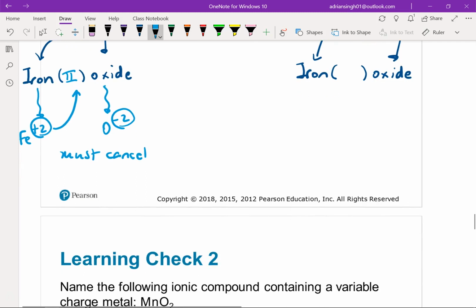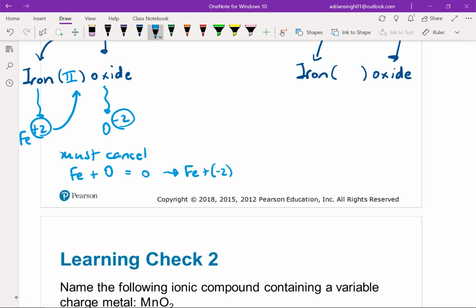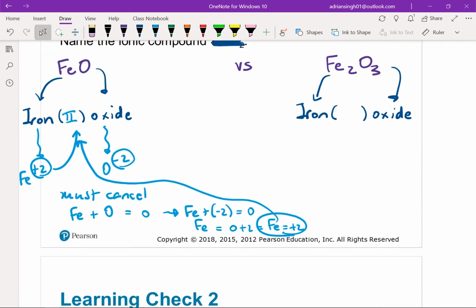All right, another way to look at it is we can say the charge on the iron plus the charge on the oxygen should equal 0. And we know what the charge on the oxygen is. It's -2. So then we can do a little bit of math. Iron is equal to 0 plus 2, so iron is equal to +2, and that's the charge that we get here. So you can do a little bit of algebra, or in this case you can look at it and tell relatively quickly. So let's take a look at the one on the right.